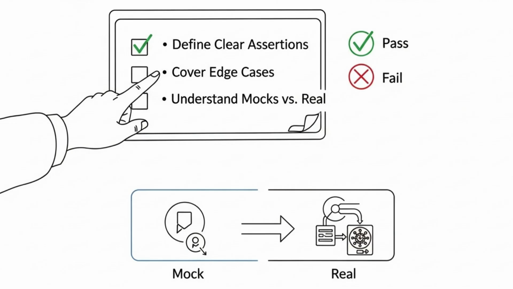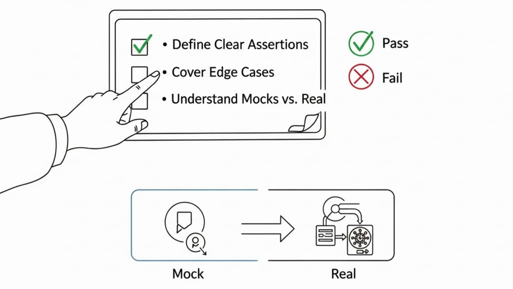Next, don't just test the happy path. Cover edge cases. What happens with invalid input? What if a required field is missing? How does your API handle errors from an external service? Testing these scenarios helps you build a more resilient API.